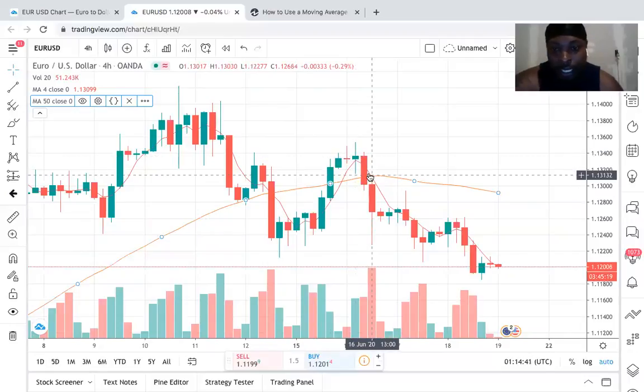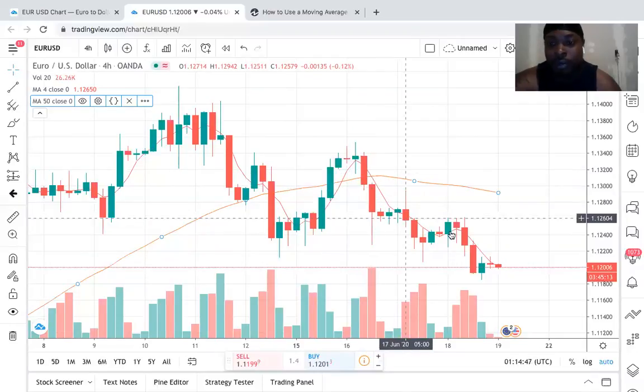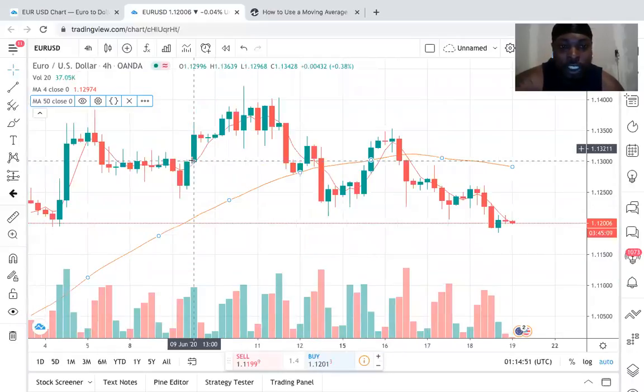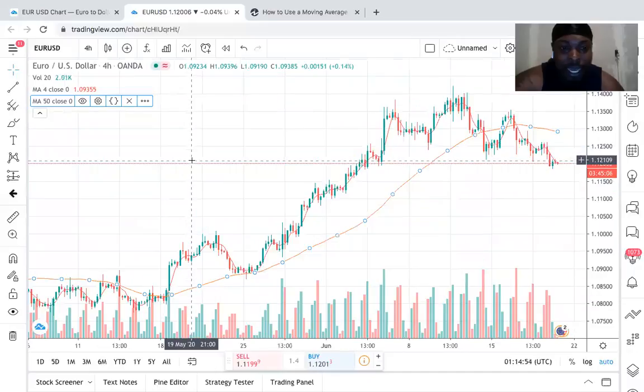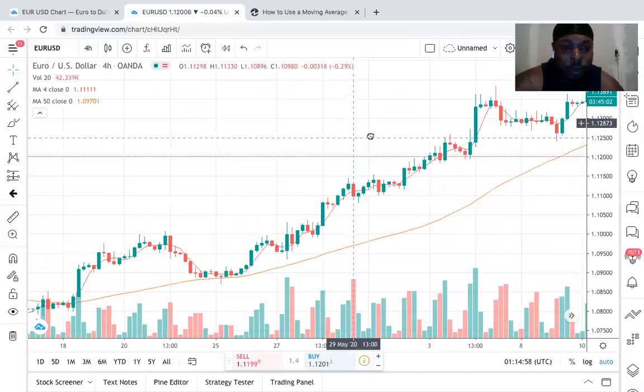For example, when the 4 again crossed the 50 here, boom, going down. This actually was one we can catch a crazy ride on, right? And what I like to do before using this strategy is back test. So going back to when has this happened before, right?